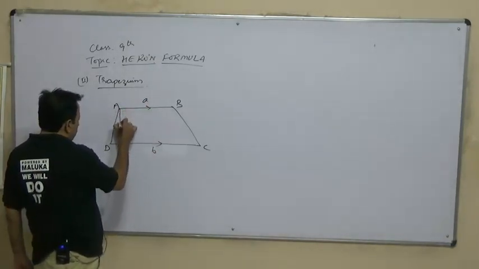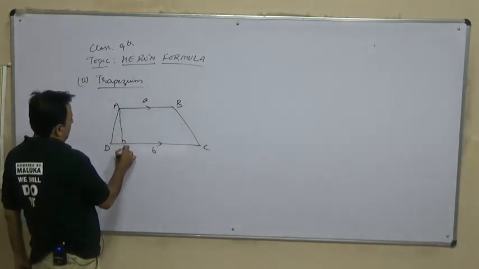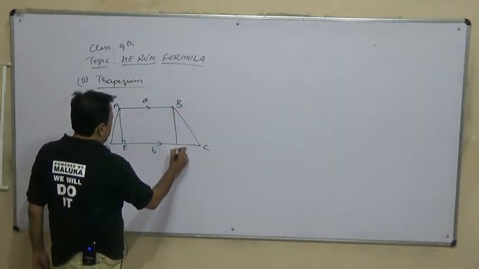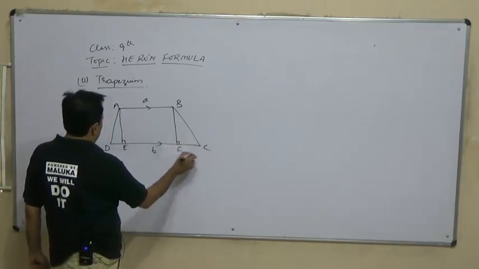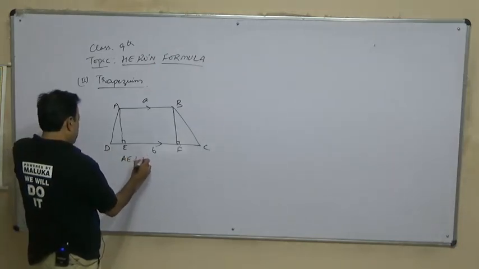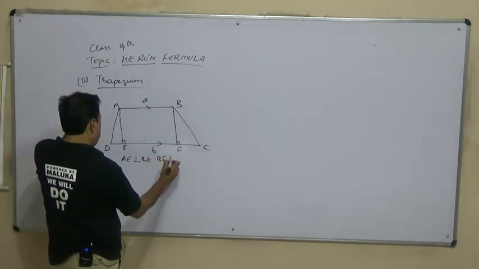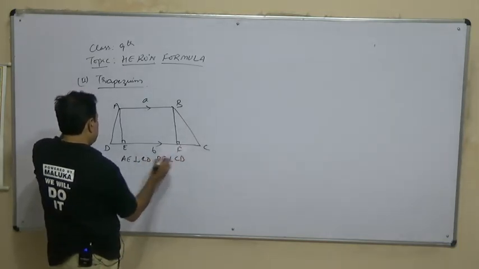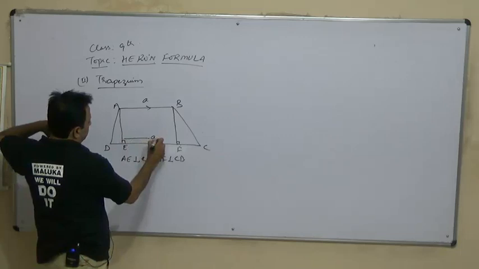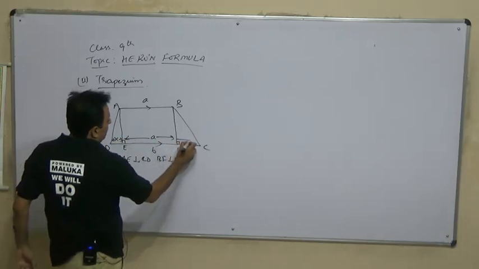When we join these two, draw perpendiculars. Let this be AE perpendicular to CD and BF perpendicular to CD. Let this be A, let this be X, let this be Y.